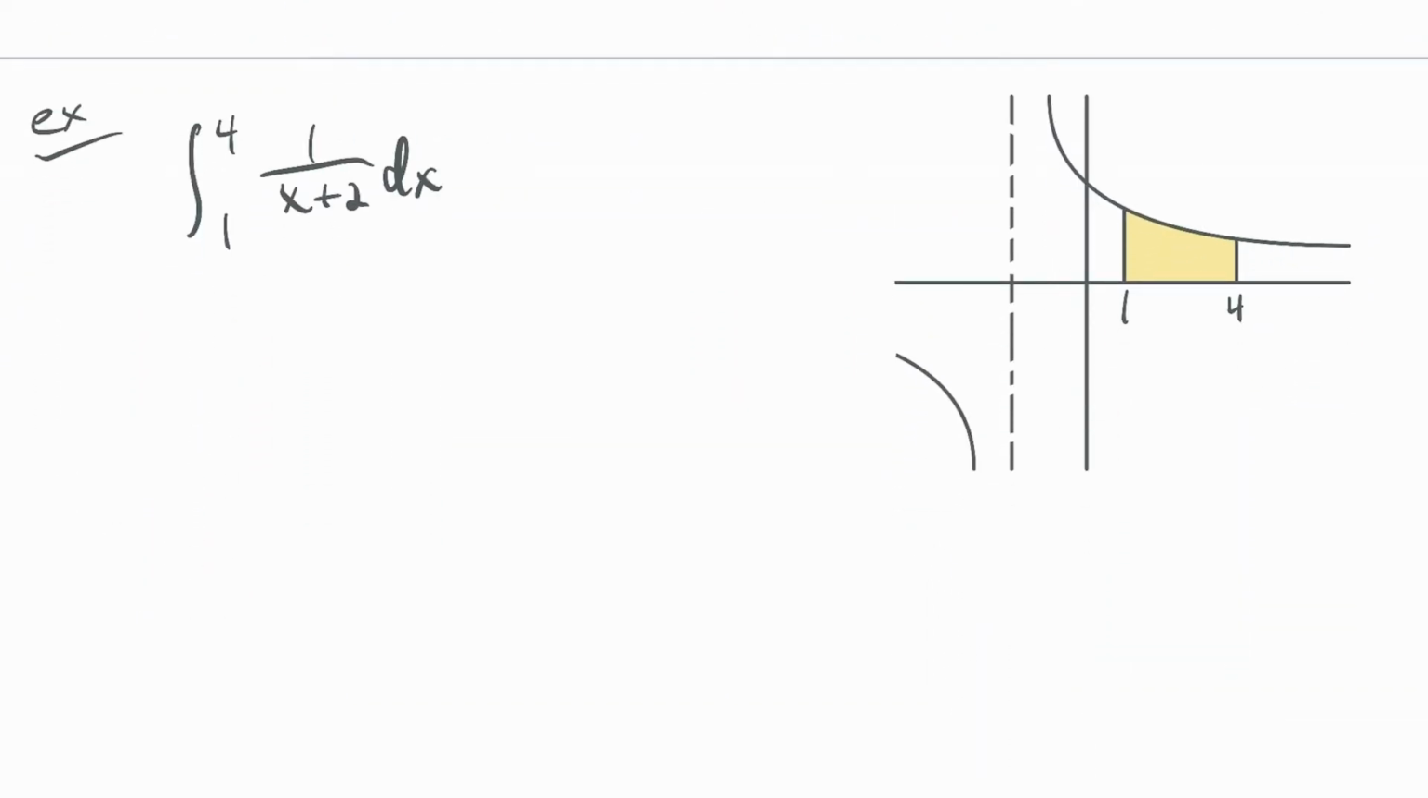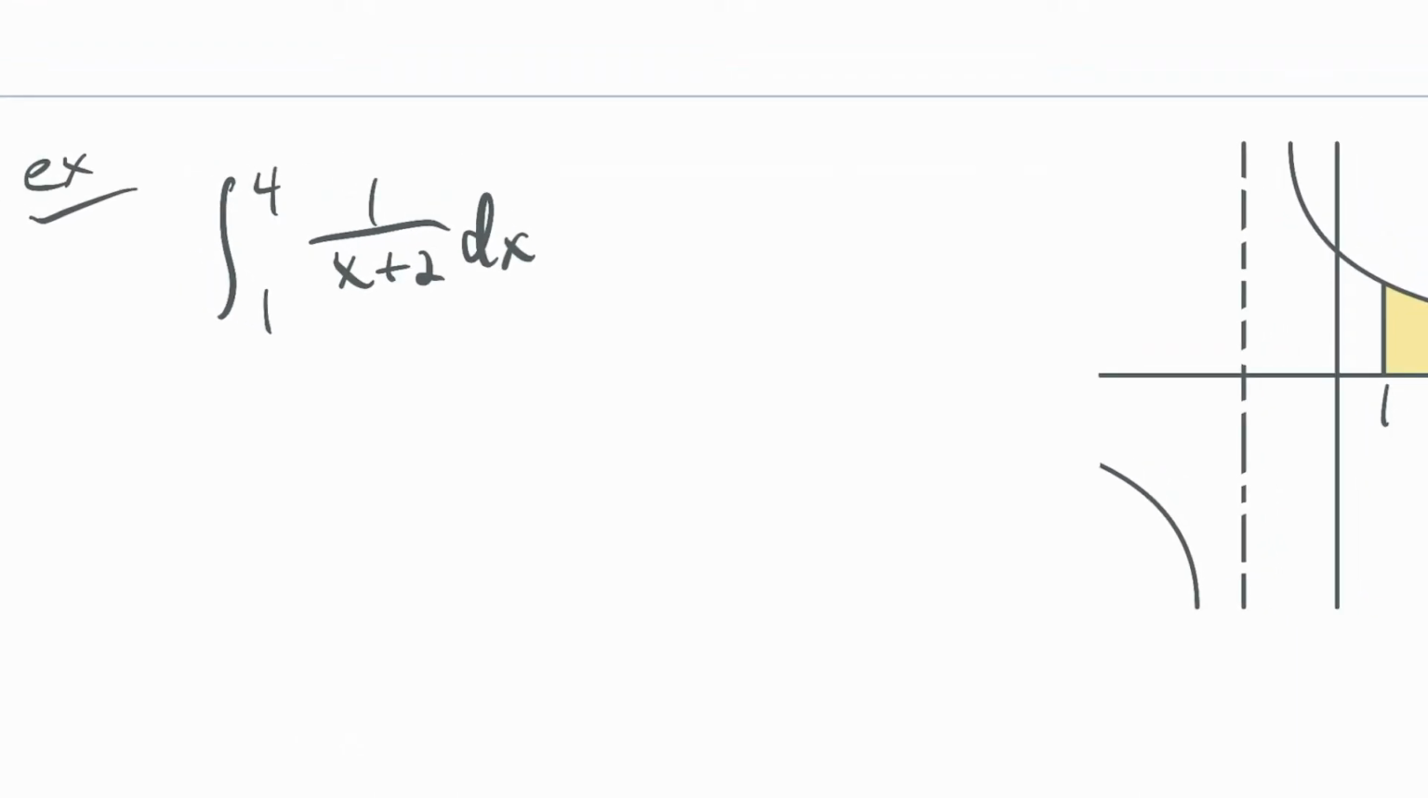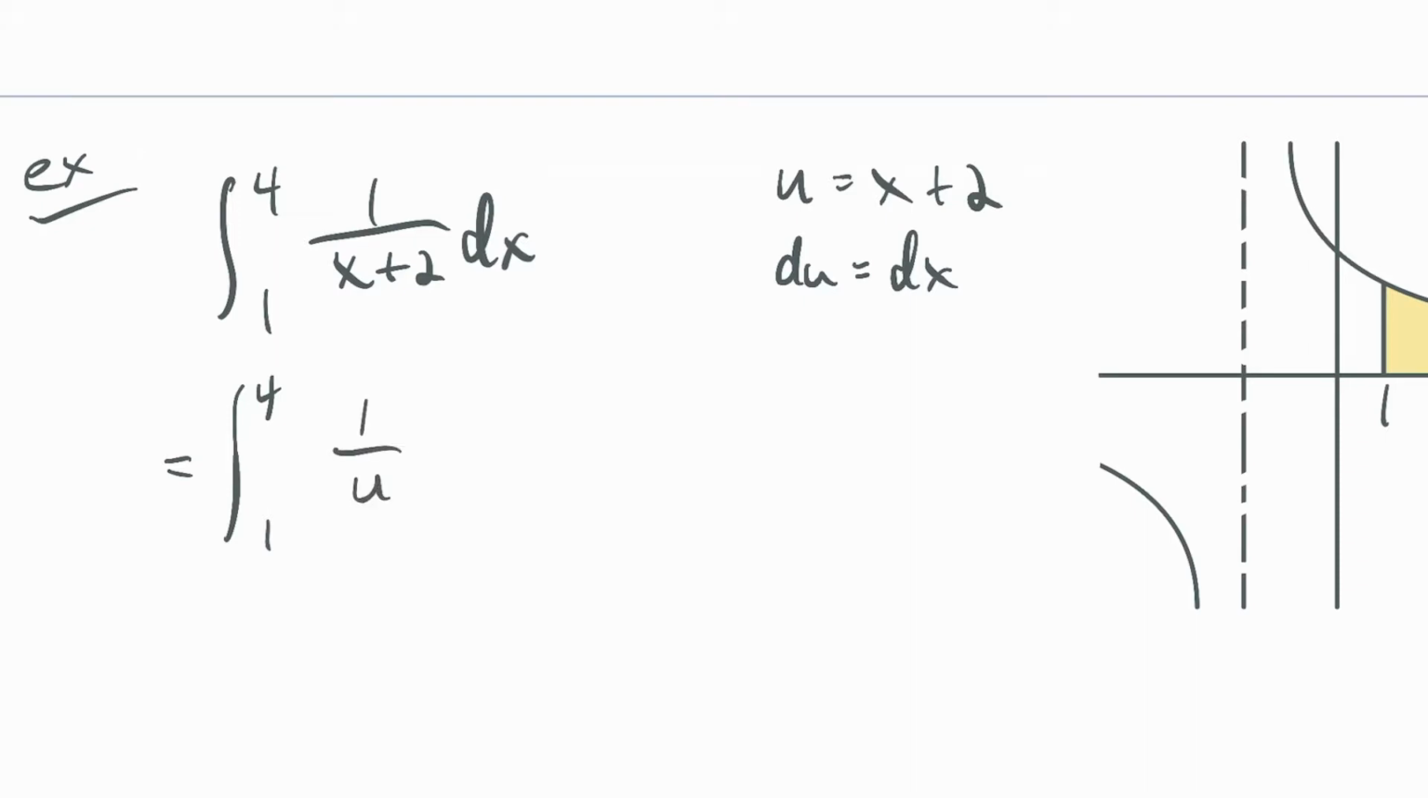Let's say I wanted to find this integral from 1 to 4 of 1 over x plus 2 dx. So that's the area depicted here on this graph. I don't have a formula for an antiderivative like this, so I have to use a substitution, right? So I'm going to say my substitution will be u equals x plus 2, so that du equals dx, okay? So I'm going to have the integral from 1 to 4 of, well, 1 over u, doing the replacement, times du, right? But there's actually a problem here.